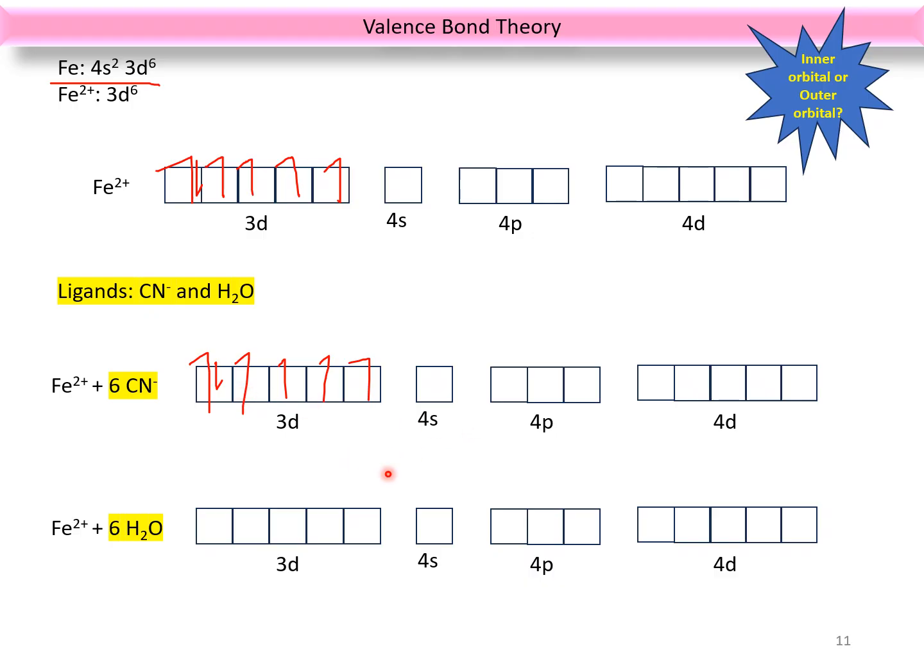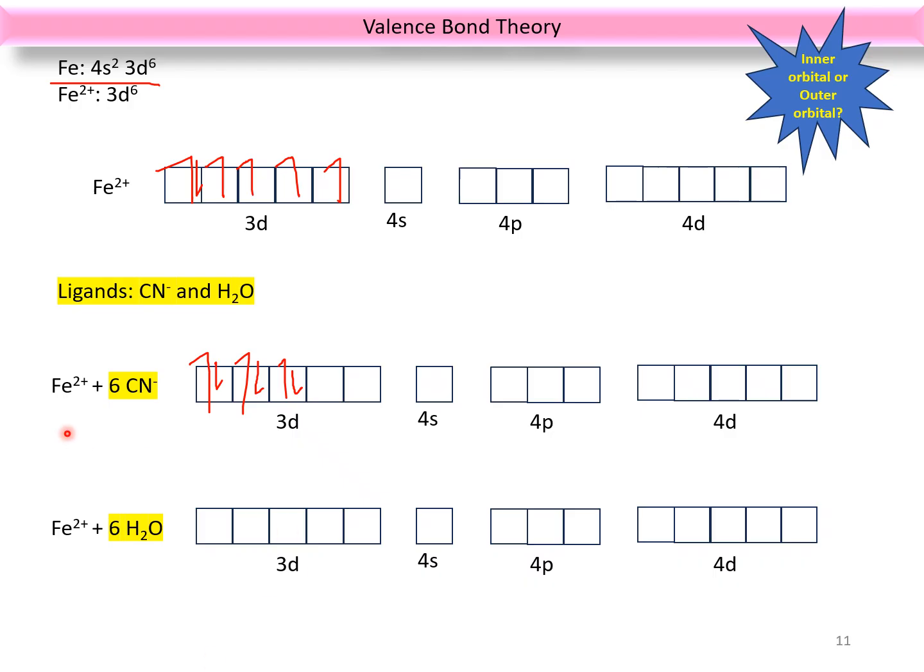So what happens is, before the hybridization occurs, these electrons will be pairing up. They will pair up. When that happens, there will be 2 empty slots in the d orbital of iron 2 plus.